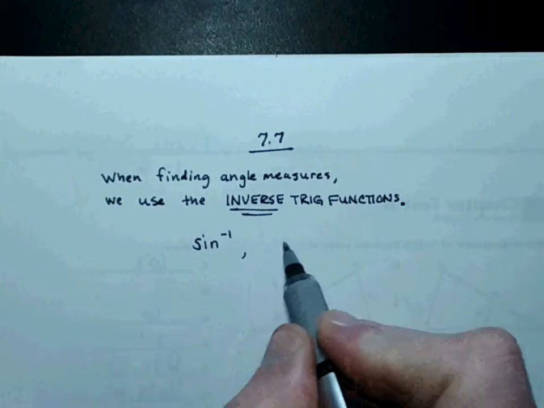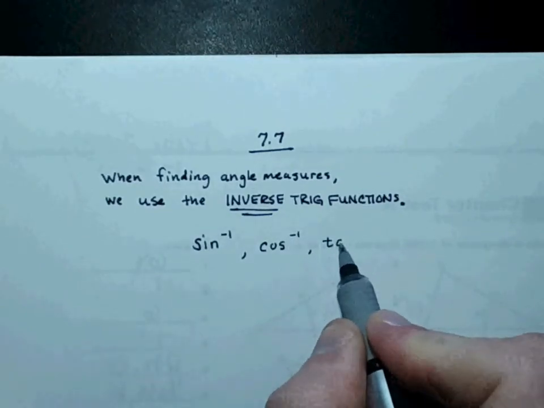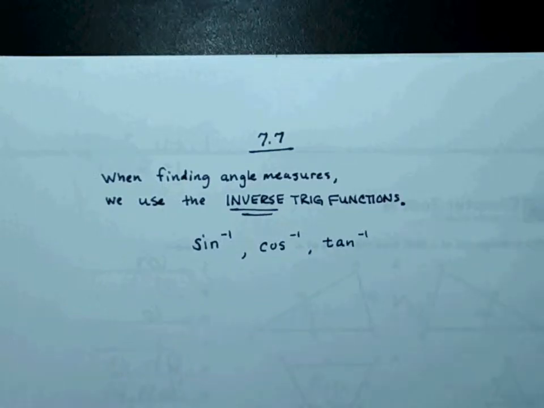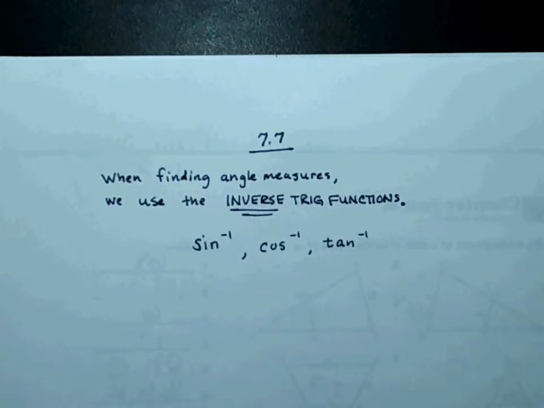Sine to the negative 1. Cosine to the negative 1. Tangent to the negative 1. Alright? They have that little negative 1 there. When we are looking to find the measure of an angle, we're going to use one of these three.